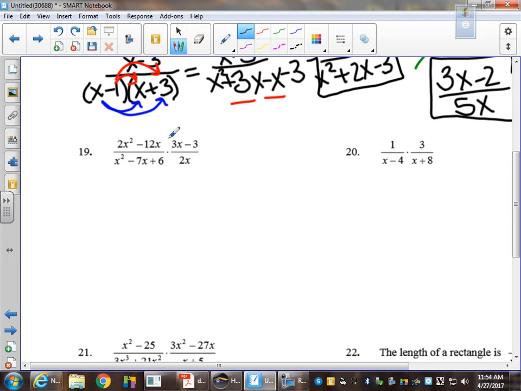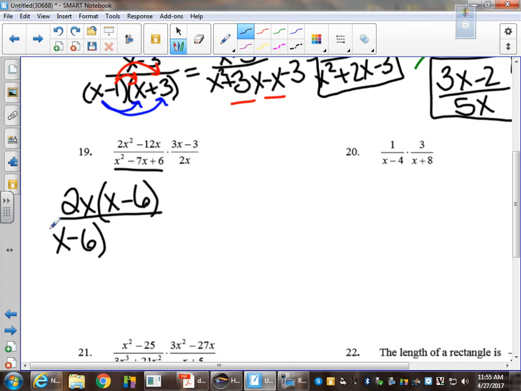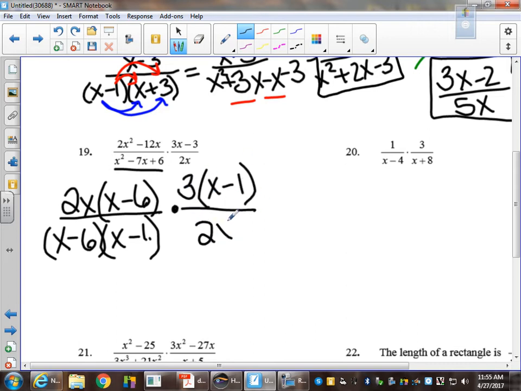Number 19, let's first look at this first fraction. We can factor out a 2x as a GCF, and we're left with x minus 6. When we factor out the denominator, x minus 6, x minus 1. Negative 6 times negative 1 is 6. Negative 6 minus 1 is negative 7. Looking at our second part, we can factor out a 3 as a GCF. We're left with x minus 1.